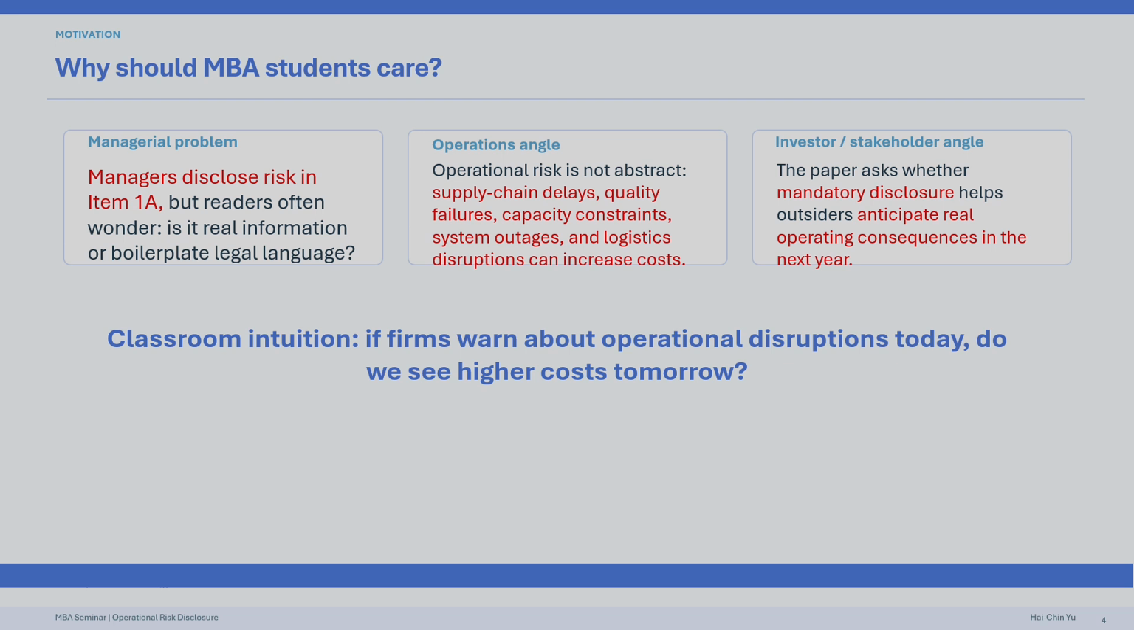The intuition we learn from the classroom is, if a firm warns about operational disruption today, do we see higher costs tomorrow? We have to link both relationships very quickly, because this disclosure may predict the operational risk tomorrow.